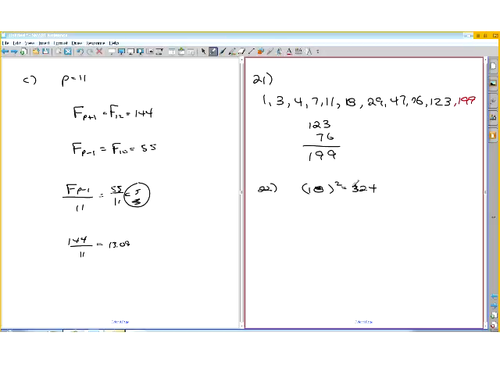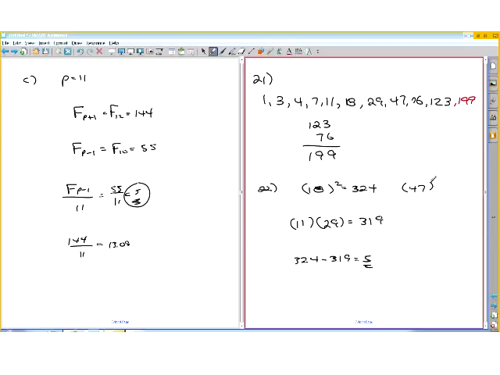Then it says, then multiply the terms on either side of the one you chose. Well, the other ones would be 11 and 29. So multiply that. 11 times 29 is 319. Subtract the smaller result from the larger. 324 minus 319 is equal to 5. Do this for a different term.